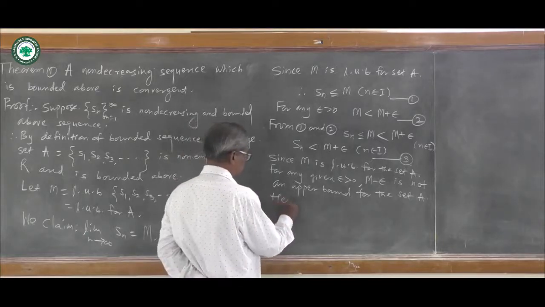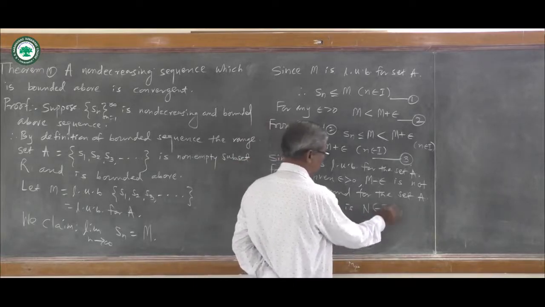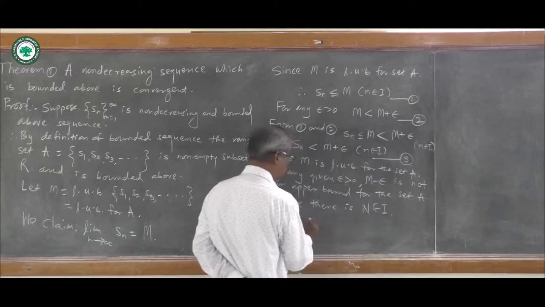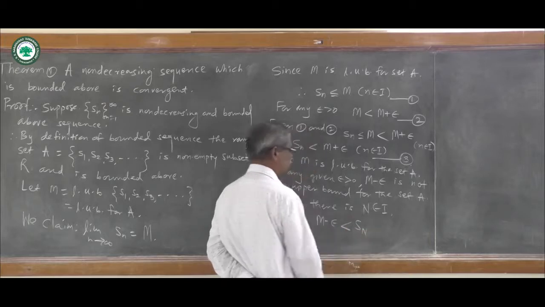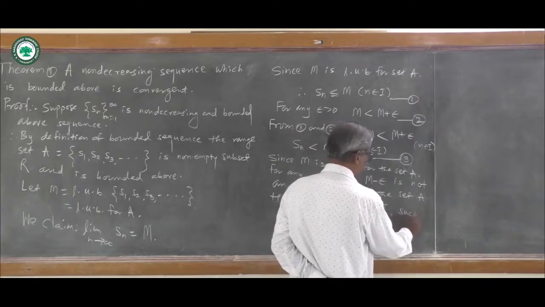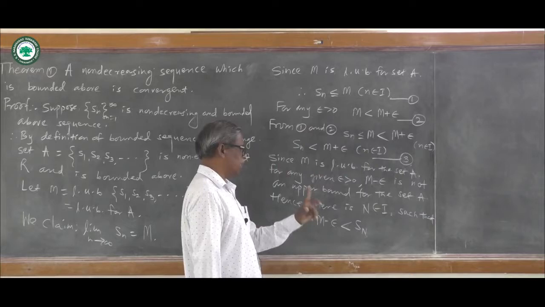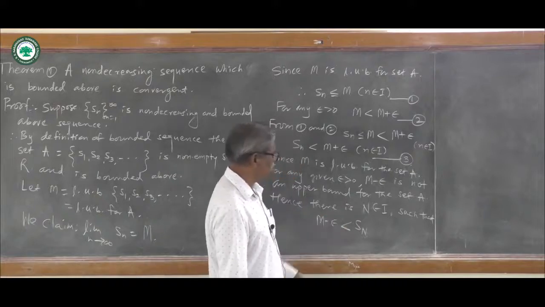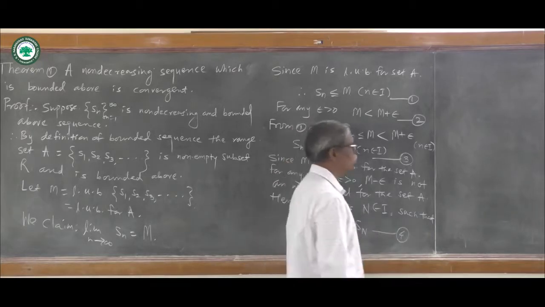Hence, there is capital N belongs to I such that capital M minus epsilon is less than S suffix capital N. Hence, there exists a positive integer N belongs to I such that S suffix capital N is greater than M minus epsilon, or M minus epsilon is less than S suffix capital N. This is step 4, relation 4.